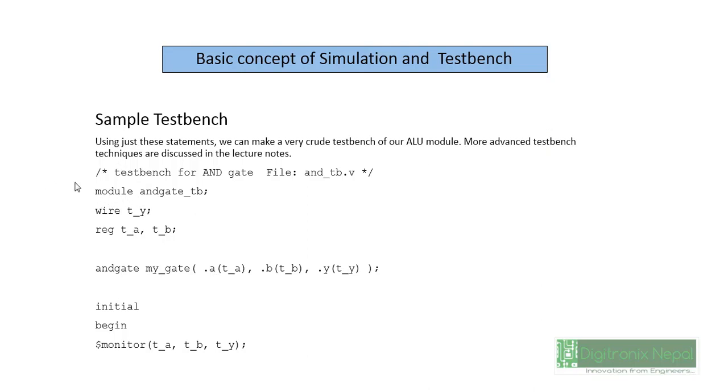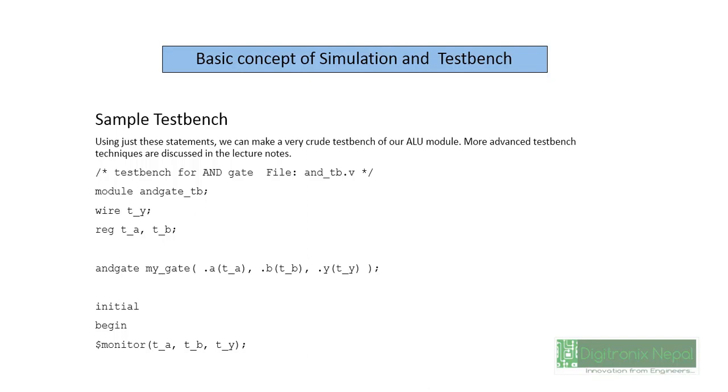So here is module AND gate TB. This is actually an empty module. The test bench consists of an empty module, so there is no port declaration inside that test bench module. And we have some wire and reg. The reg is used for inputs and the wire is used for output here. And another is the AND gate, my AND gate.